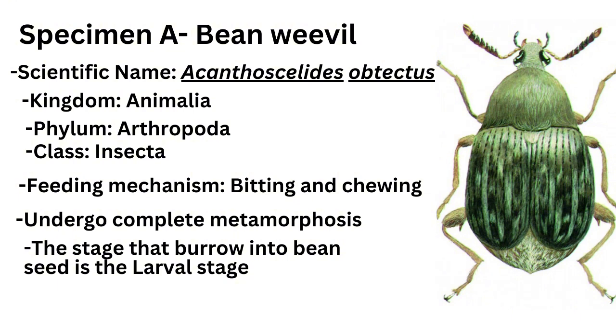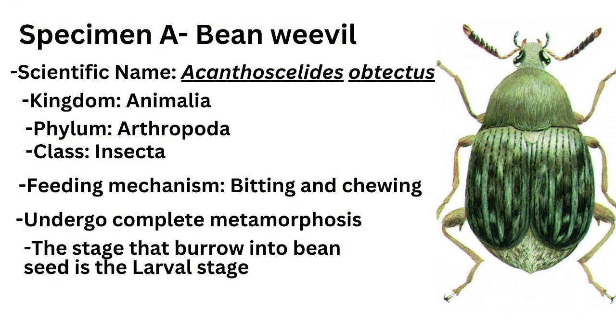Another thing you need to know about this specimen is the feeding mechanism. It exhibits biting and chewing mechanism. And it also undergoes complete metamorphosis. That means the metamorphosis goes from the egg, the larva, the pupa, and the imago or adult stage.